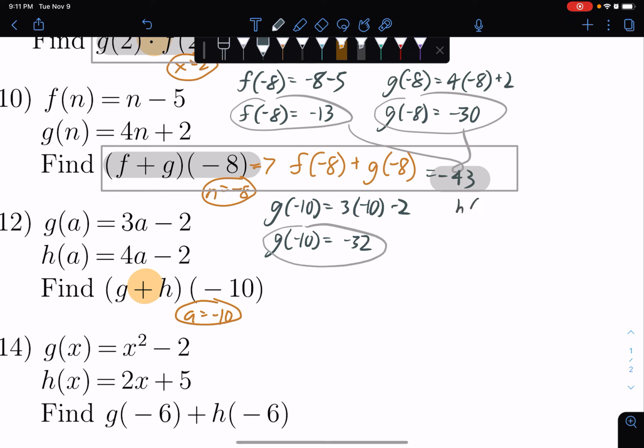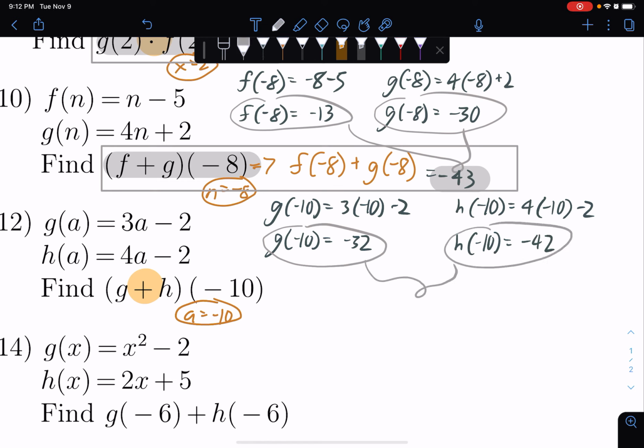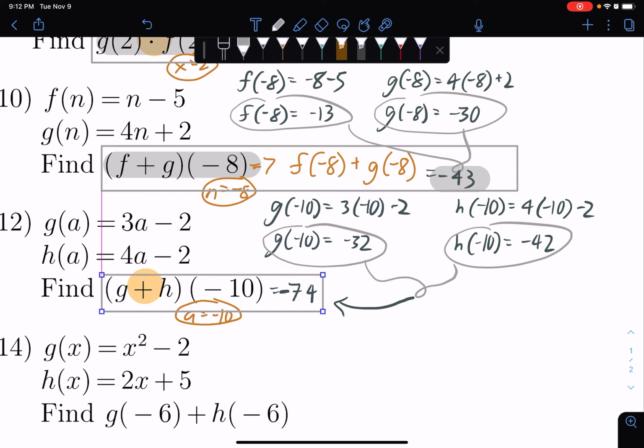And for h of negative 10 is equivalent to 4 times negative 10 minus 2, negative 40 minus 2, negative 42. Our operation is addition, so we'll be adding negative 32 plus negative 42 is negative 74. So we'll place it there. There you go. Negative 74 for number 12.